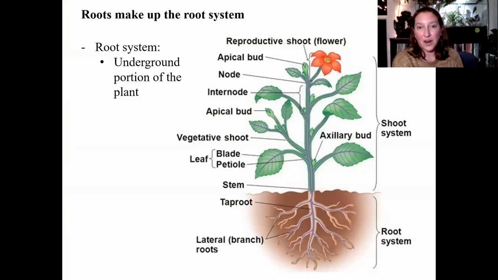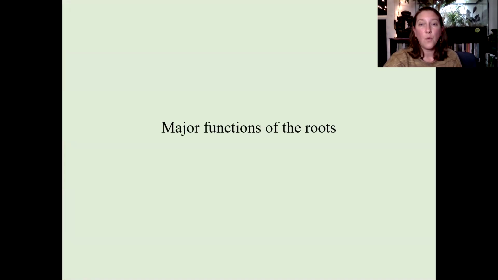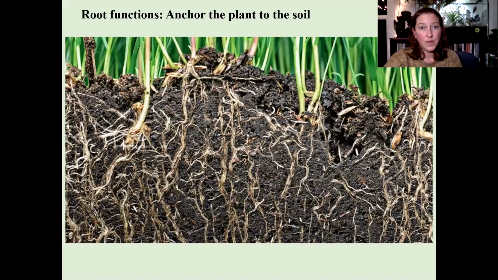So here is our representative plant again, right? And we just finished talking about the leaves. Now we're talking about the root system, and the root system is the part of the plant that's usually underground. What do roots do? Well, I think I touched on this last class a bit, but roots anchor the plant to the soil so that the plant stays put, right?